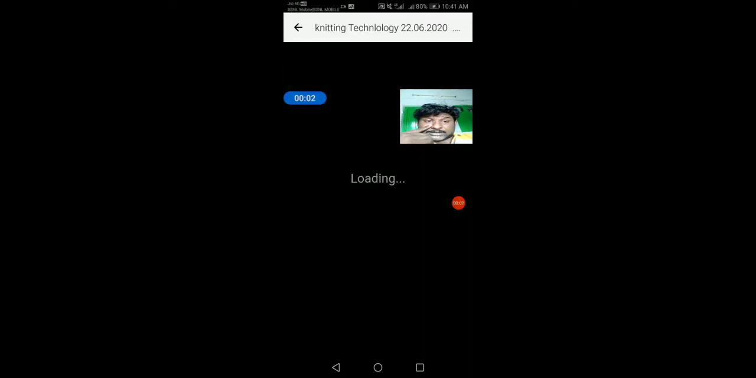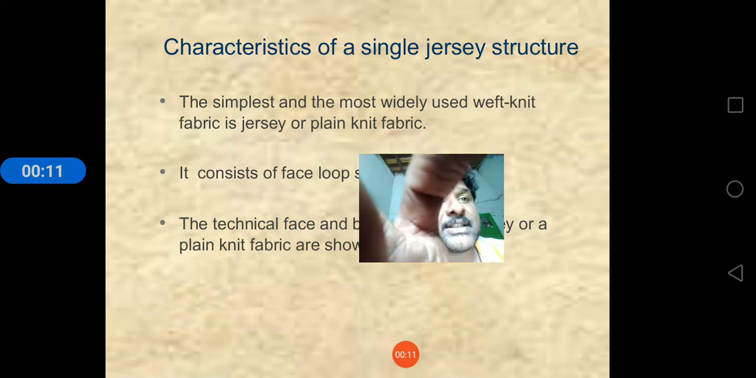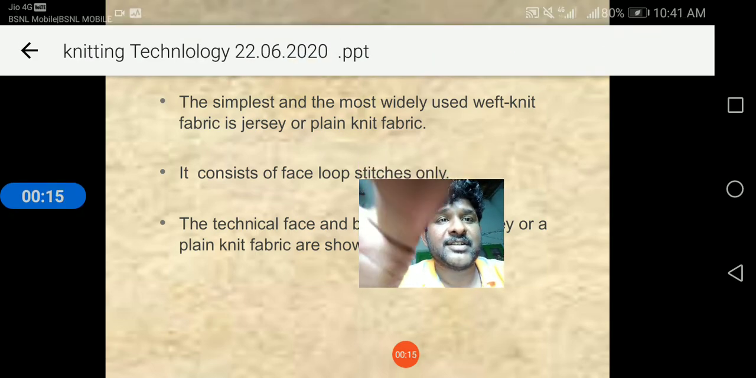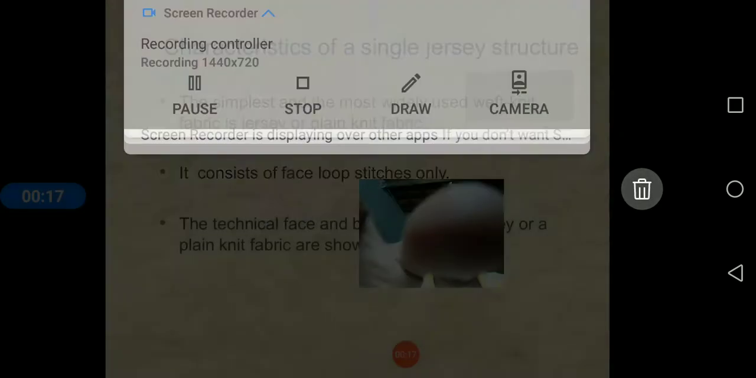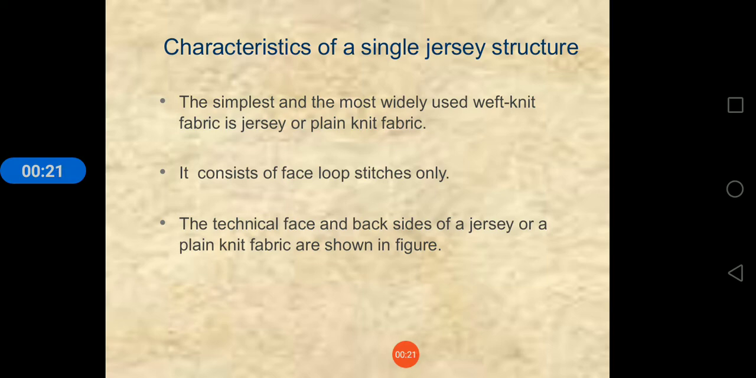In our knitting technology, today we are discussing the characteristics of single jersey structures. It is a very widely used structure. The simplest and most widely used weft knit fabric is jersey, or plain knit fabric.